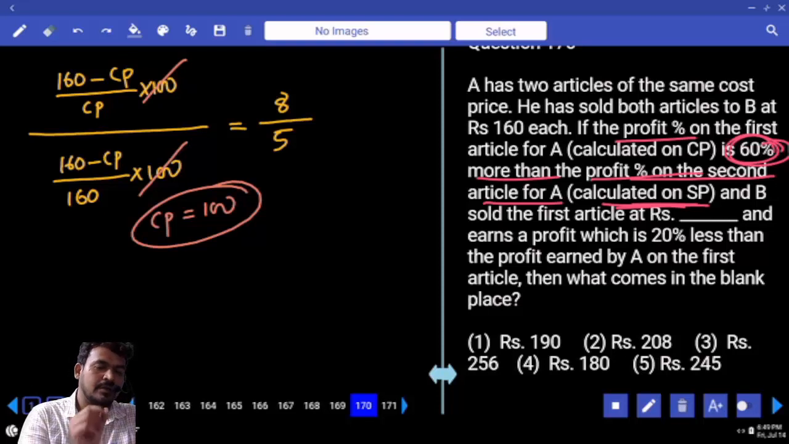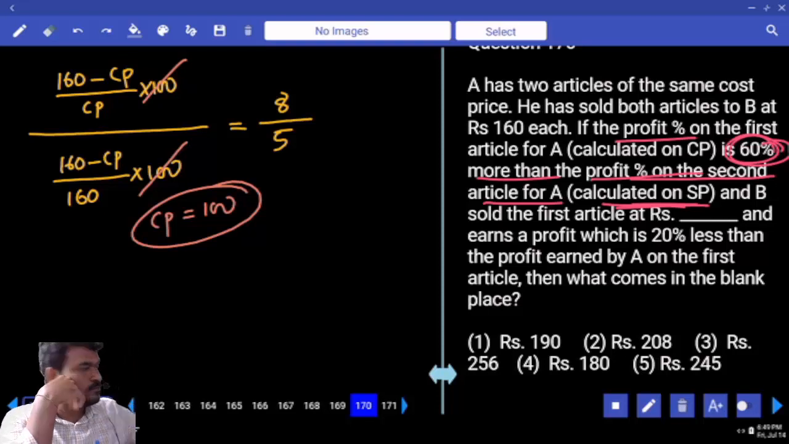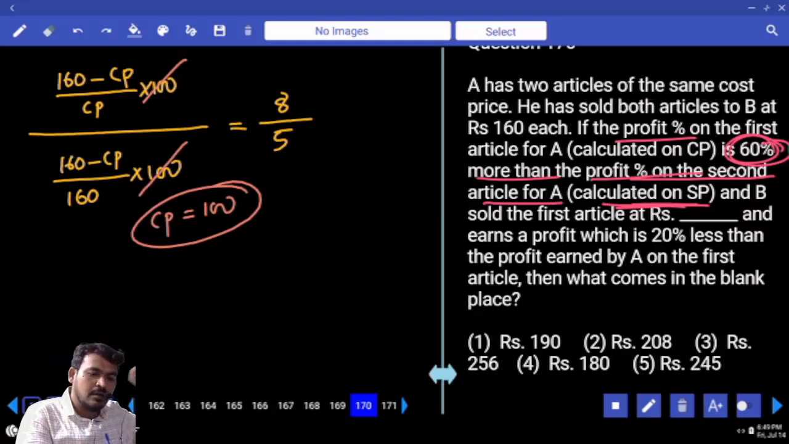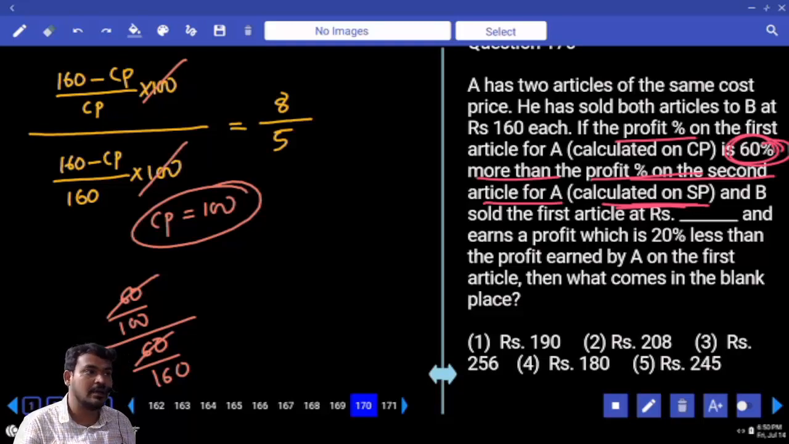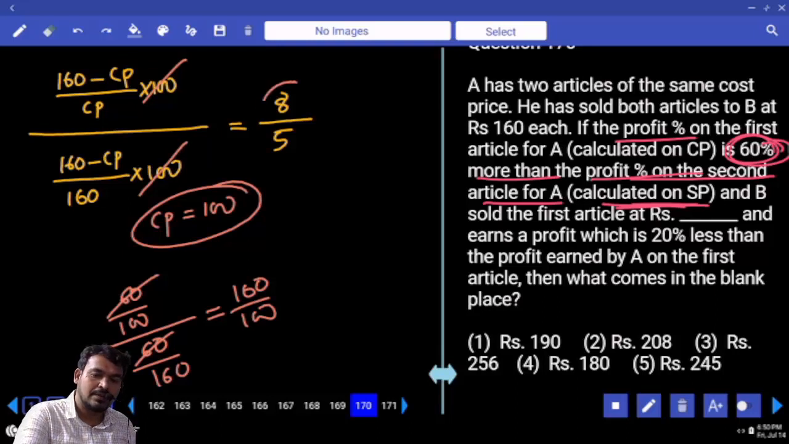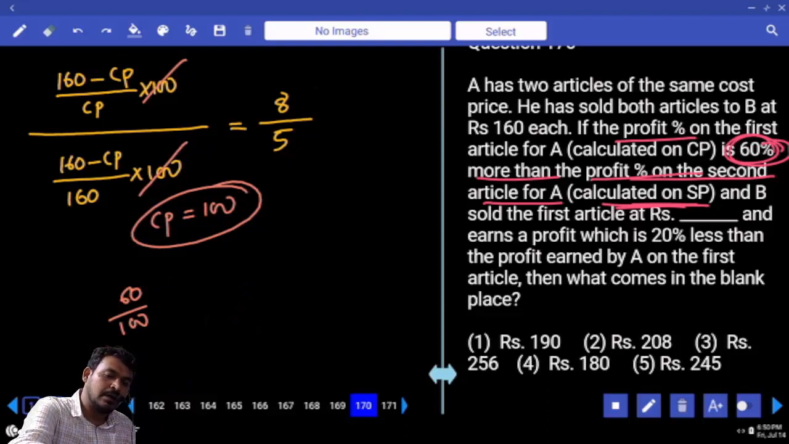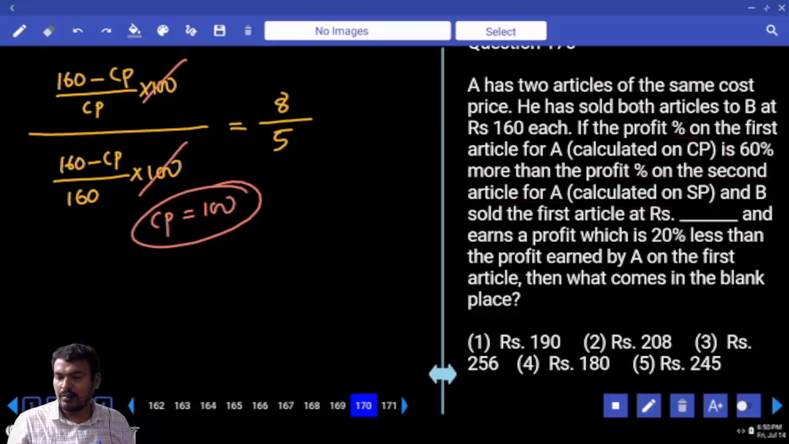CP value 100. If anyone doubts, 160 minus 100, 60 by CP means that will be 60 by 100. Numerator 60 by 100, and the denominator 160 minus 100 means 60 by which one? 160. 60 gets cancelled. It will become 160 by 100. Or on the right hand side 8 by 5. Both are equal or different? Equal. What is the CP value? 100 or 200? 100.